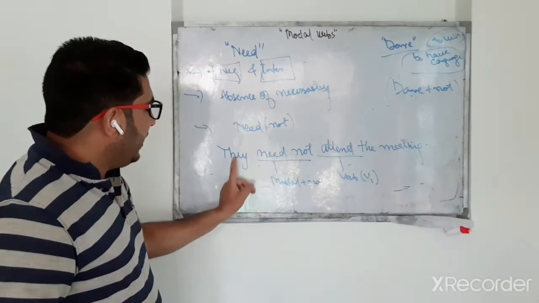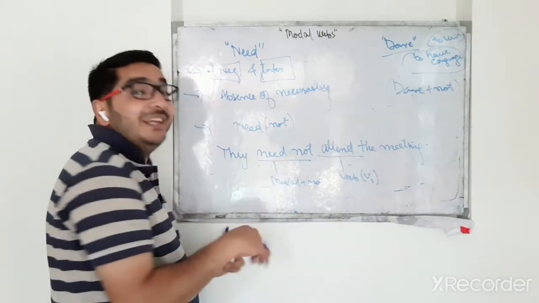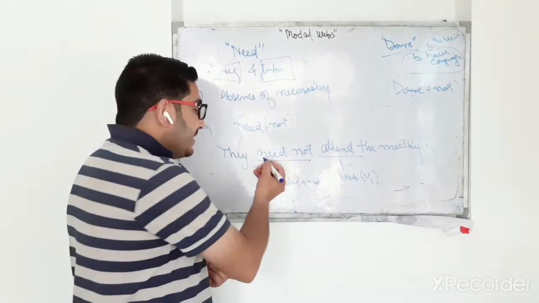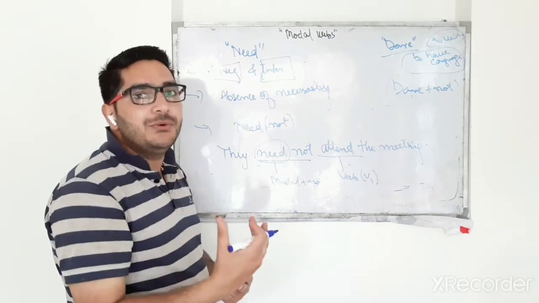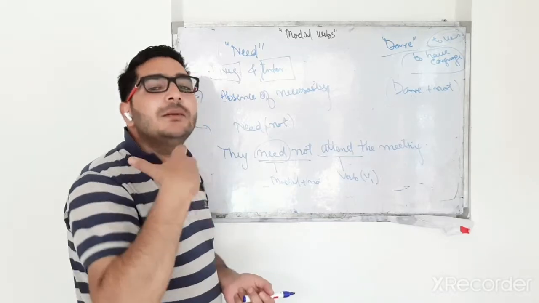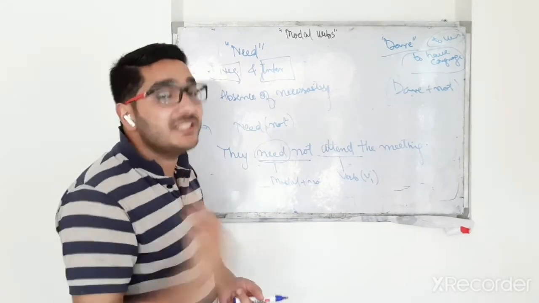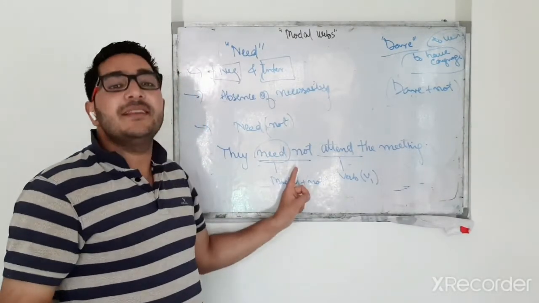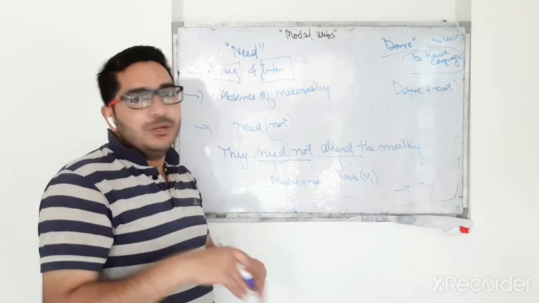See, if we write he need not attend the meeting, it will not become he needs not attend the meeting. It will not become he needs, because it doesn't change. It is defective. Even if the subject is first person or second person, third person singular or third person plural, it will remain the same, because it is used as a modal verb, so it cannot change its form.